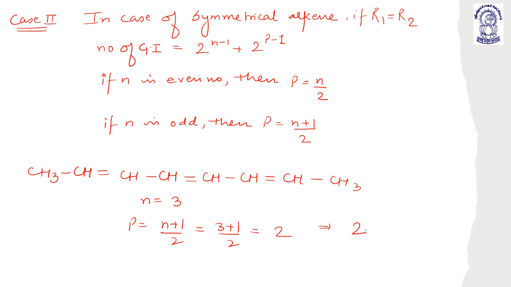So it becomes 2 to the power n minus 1, that is 2 to the power 3 minus 1, plus 2 to the power p minus 1, that is 2 minus 1. So 2 square, that is 4, plus 2 to the power 1, that is 2, means 6. Total number of geometrical isomers will be 6. This is case 2. So these are the examples for compounds showing geometrical isomerism in polyenes, with more than one double bond. The groups attached may be different or the same.